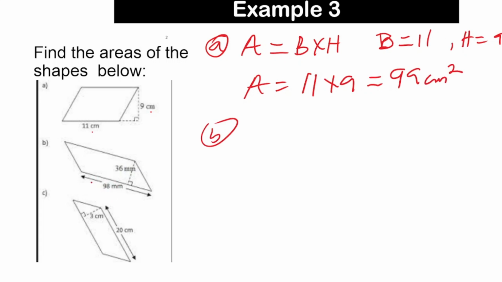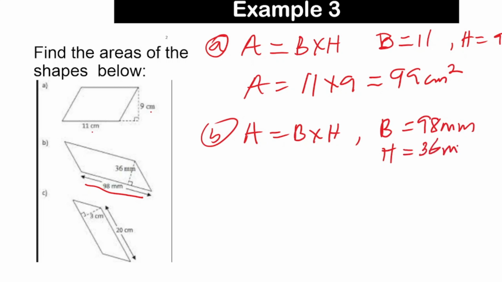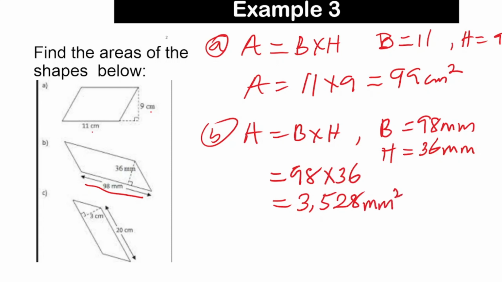As you can see, the base is 98 millimeters and 36 millimeters is the height. So area is equal to base times height, where the base is equal to 98 mm and the height is equal to 36 mm. So the area will then be 98 multiplied by 36. Let's check it: 98 multiplied by 36 gives us 3,528. So that is millimeter squared. I hope this is clear.